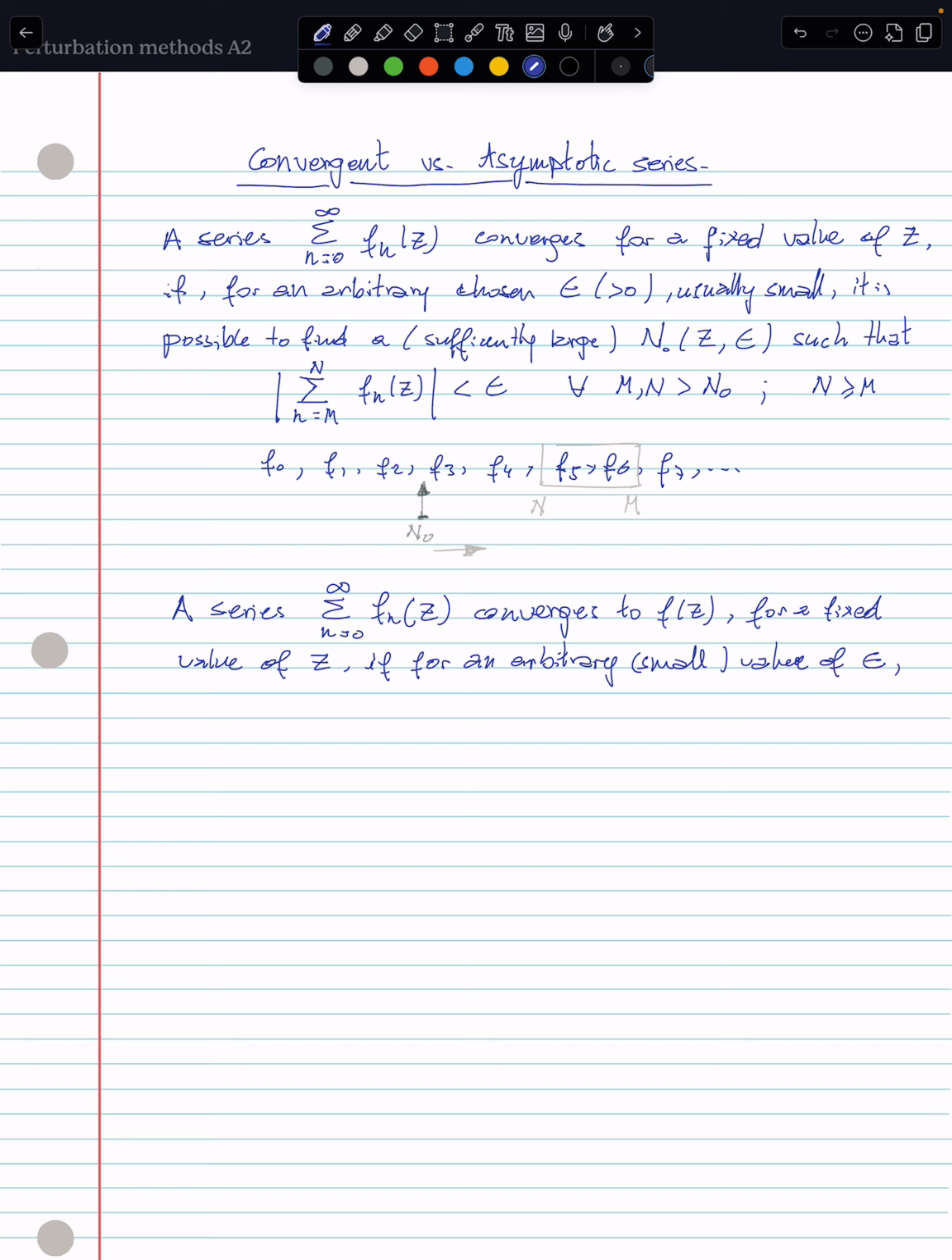it is possible to find a sufficiently large value of n0, which might depend again on z and epsilon, such that we can make the difference between the sum from n equals 0 to N of those f_n and the actual function, or the value of the function that you want to represent, as small as you want.